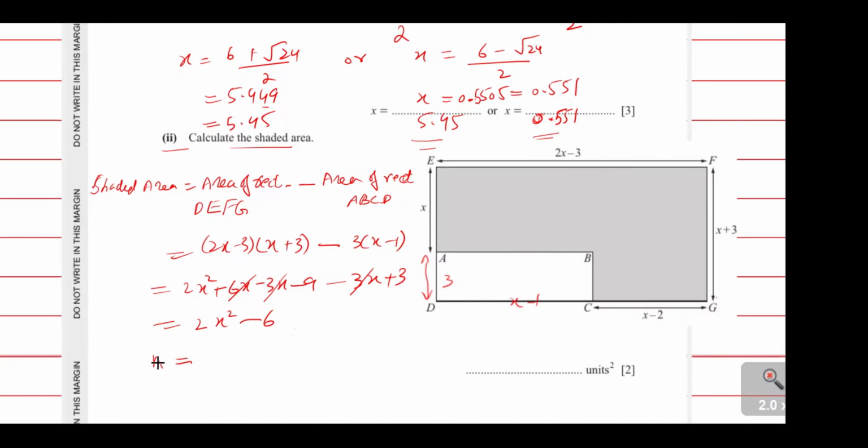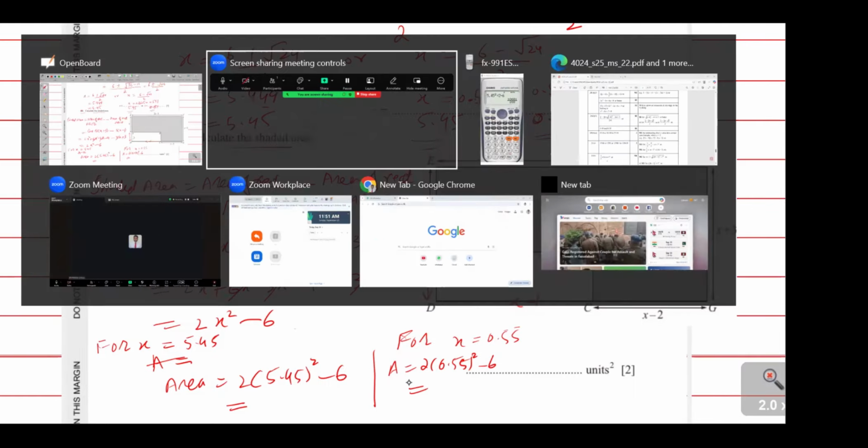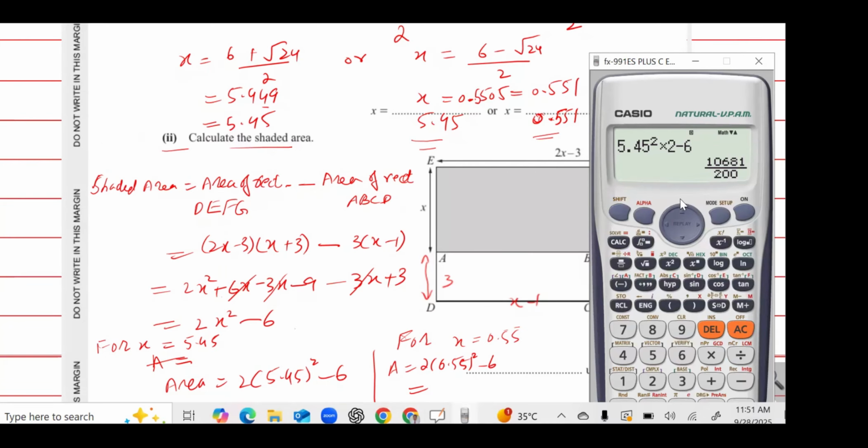The area of the shaded region for x equal to 5.45 will be 2 into 5.45 square minus 6, and for x equal to 0.55, this area will be equal to 2 into 0.55 square minus 6. And we calculate the value, and look here, this is 5.45 square into 2 minus 6. This will be equal to 53.4.